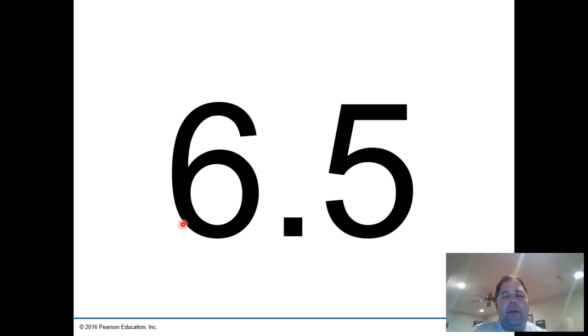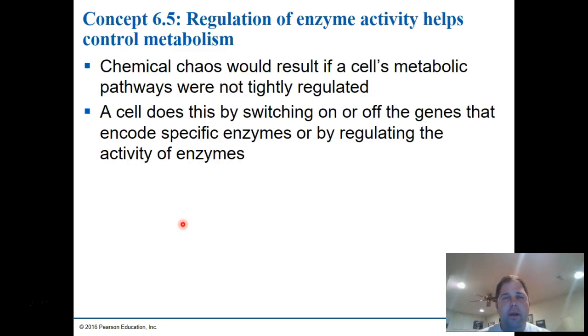And finally, we get to 6.5, which is going to talk about how we take all of the metabolic reactions and think again about that giant diagram I showed you of lots of reactions occurring, and how we regulate those to control the overall metabolism in a cell. So if everything was just doing the reaction whenever it felt like it or whenever the right things were in place, there would be chemical chaos. Everything would be happening all at once.